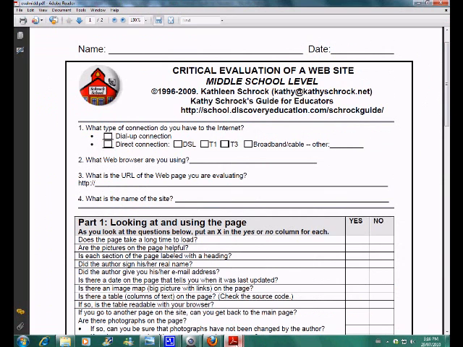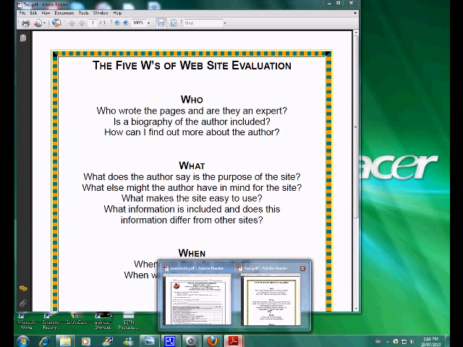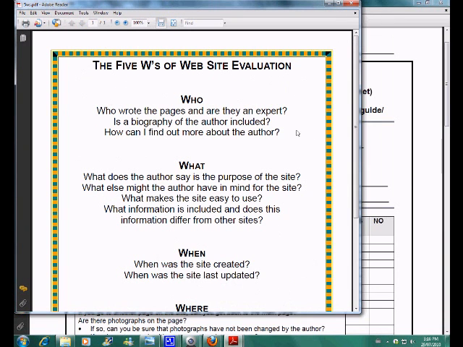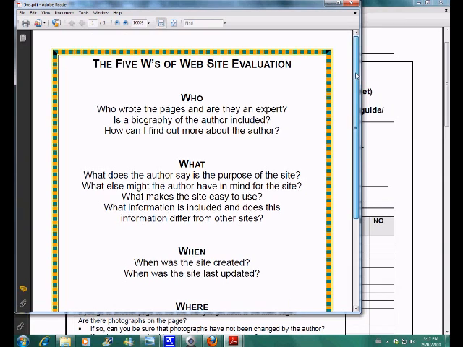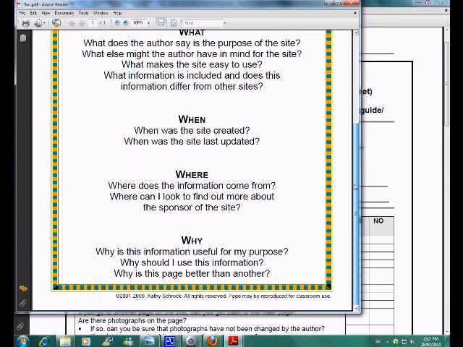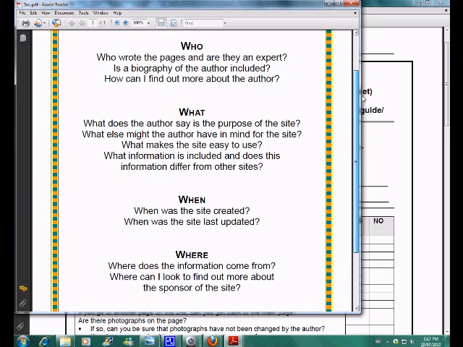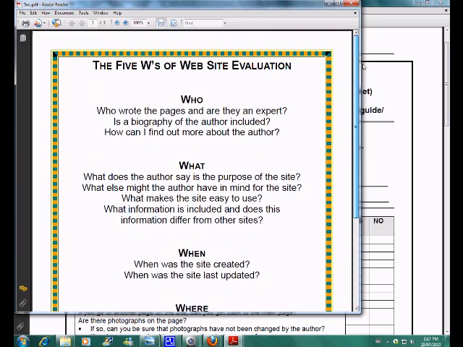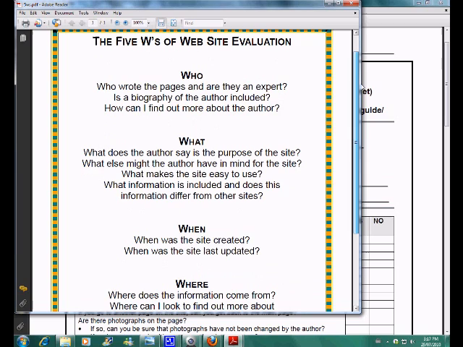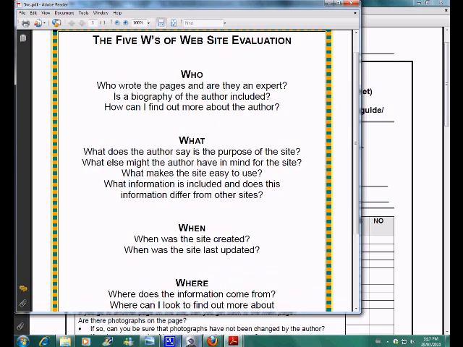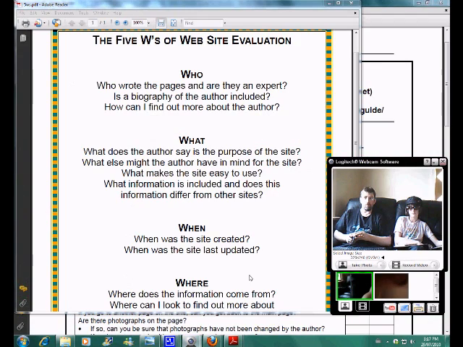Just before that, I wanted to look at another form that Kathy Schrock had. It's the 5 W's of site evaluation. Now you know what those 5 W's are, right, Rose? Who, what, where, when, why. And when you're looking at a website, here's what the 5 W's for a website are. Let me just put our faces back up. There we go.